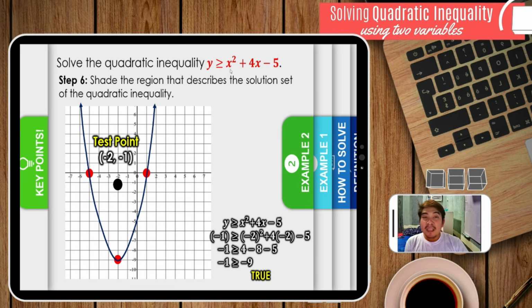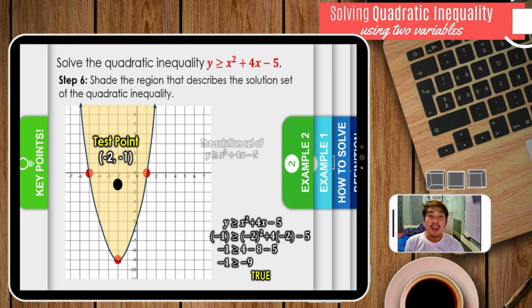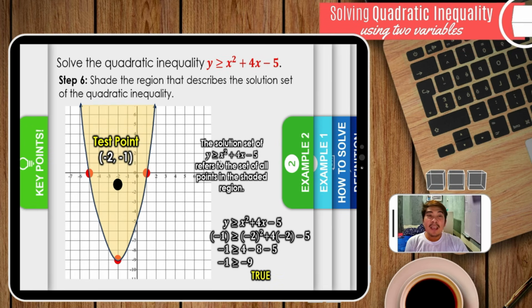Since the test point nag-satisfy sa ating quadratic inequality given, therefore, ang shaded region will be the points inside the parabola. So it means that the solution set of y is greater than or equal to x squared plus 4x minus 5 refers to the set of all points inside the parabola or in the shaded region. So, lahat ng points dito will satisfy the given quadratic inequality.